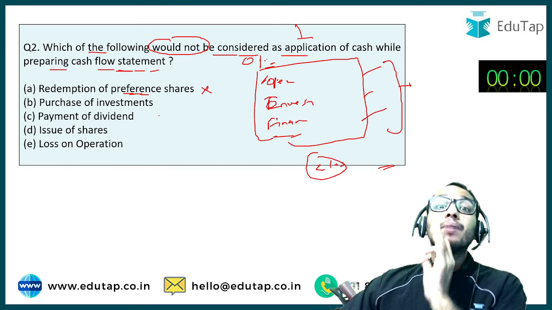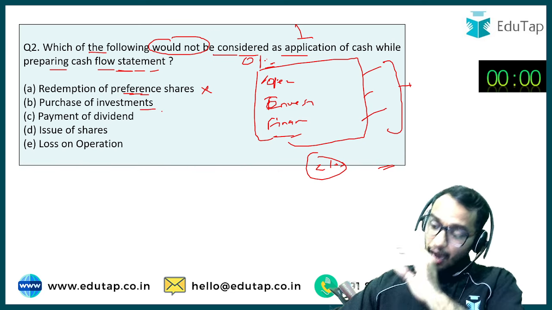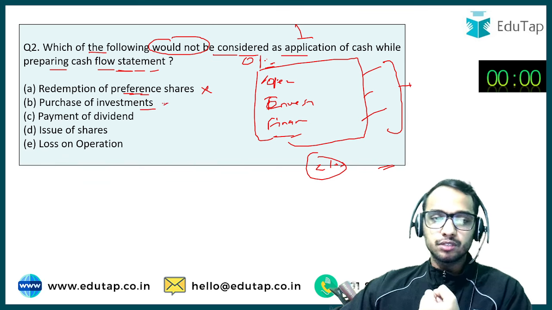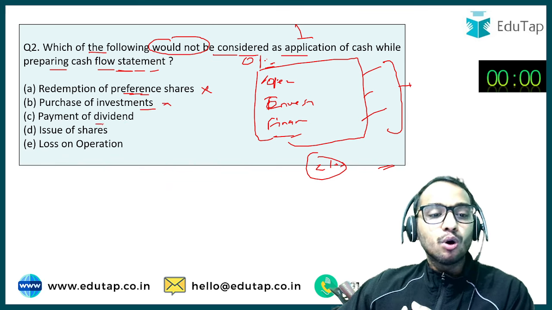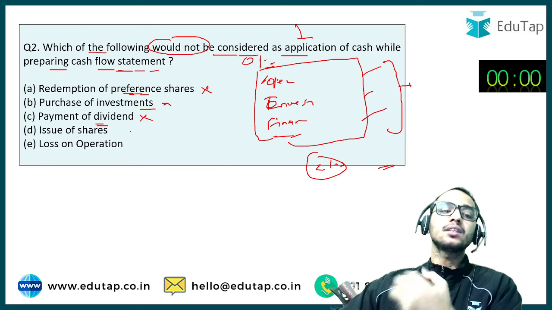Second says purchase of investment. Again, purchase of investment is also the application of the cash, because you are using your cash to purchase your investment. So this would not be the answer. Payment of dividend, again the application of cash, it would not be the answer.